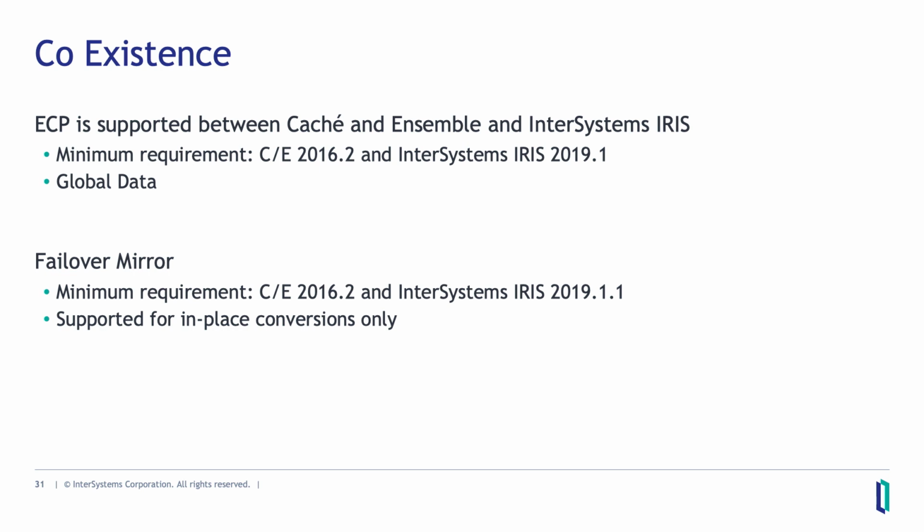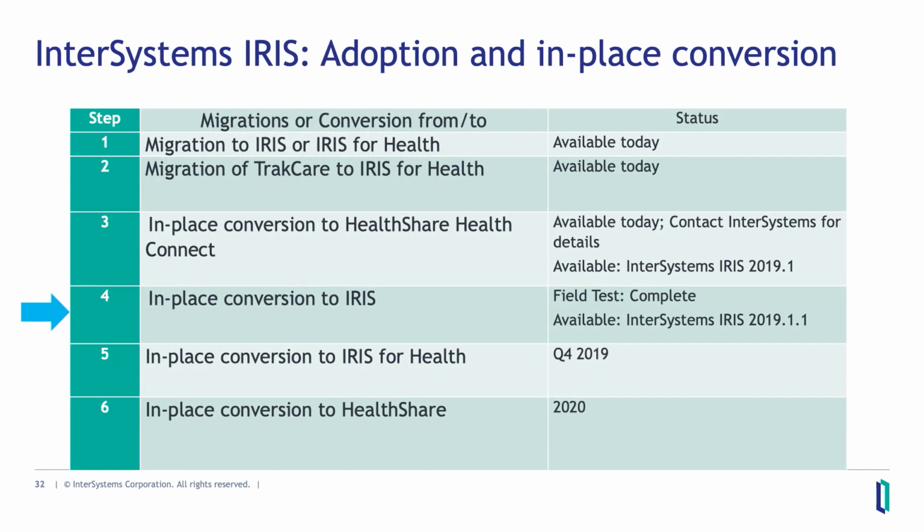I already mentioned mixed mirror configuration requires at least Caché and Ensemble versions of 2016.2 and later. That's also a common theme. Everything that goes back 2016.2 and later. Is it supported there? Yes, 2016.2 and later. So that's the timeline. That's the version that is the cutoff for everything going forward.